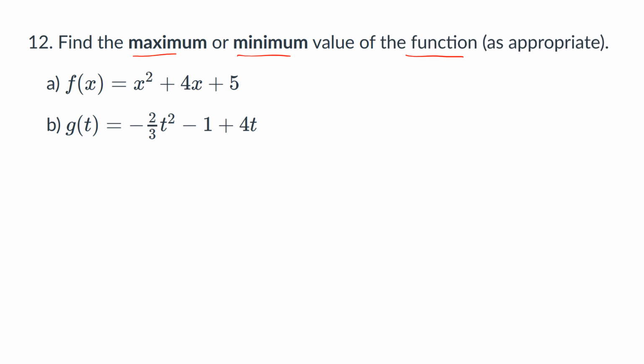When it is a quadratic function, there's a shortcut. We know that when a is positive, you have a graph like that, which means there's a minimum. When a is negative, the graph has a shape like that, which means there's a maximum. And you can see the minimum or maximum always happens at the vertex.